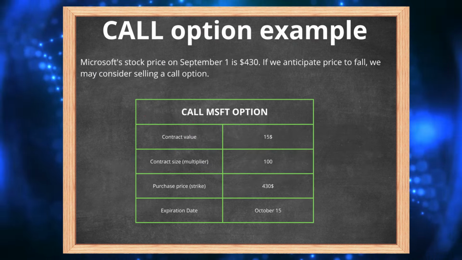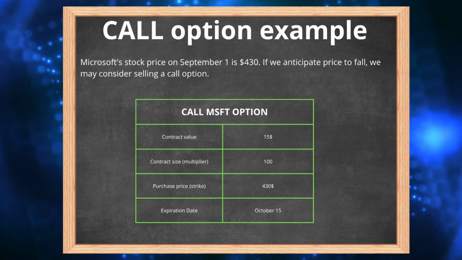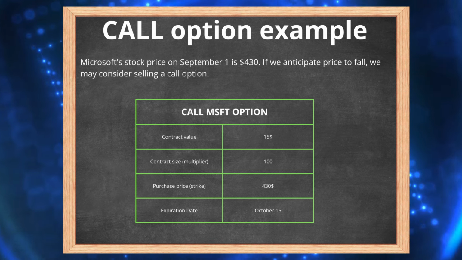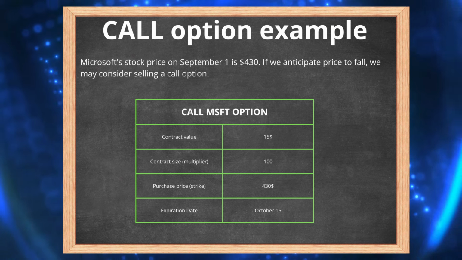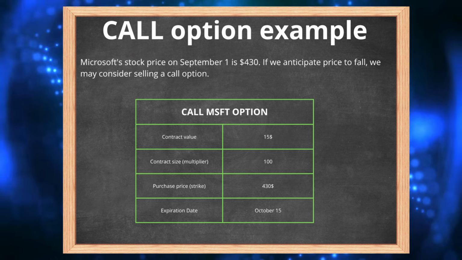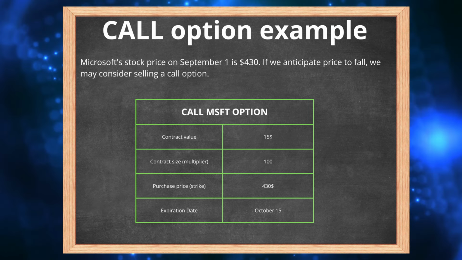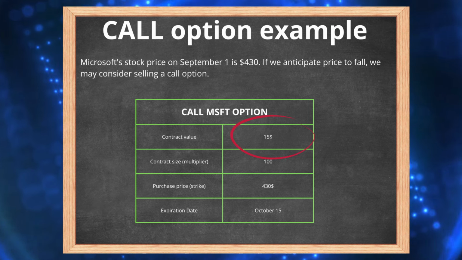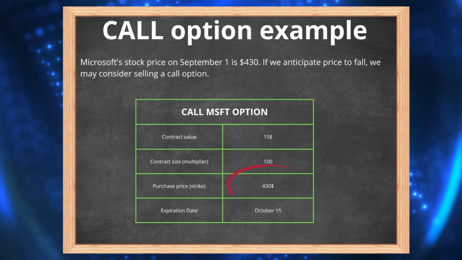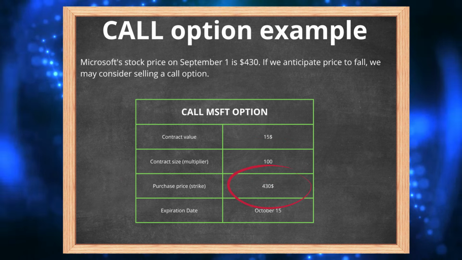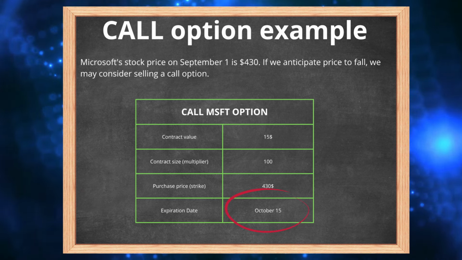Now let's look at the call option example. Again, on September 1st, Microsoft is trading at $430 and you are bearish on the stock. In this case, you might choose to sell a call option. Option price is $15, multiplier 100, strike price 430 and expiration date October 15th.